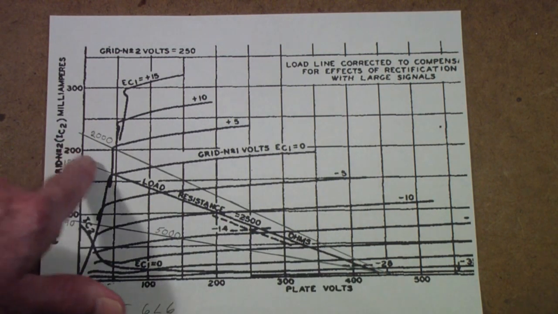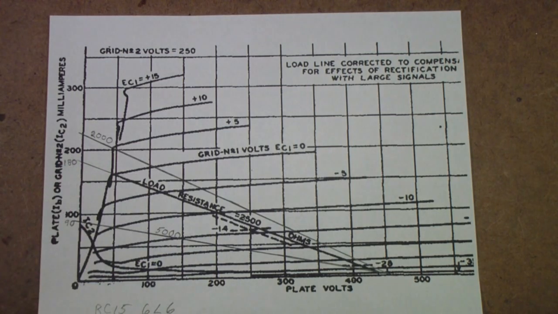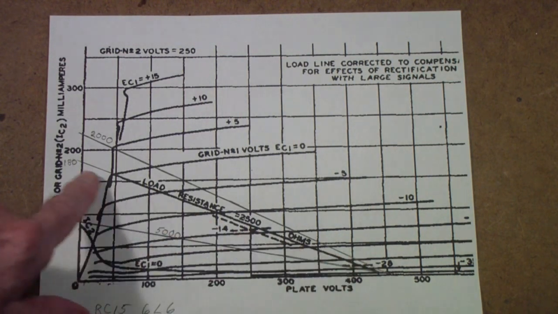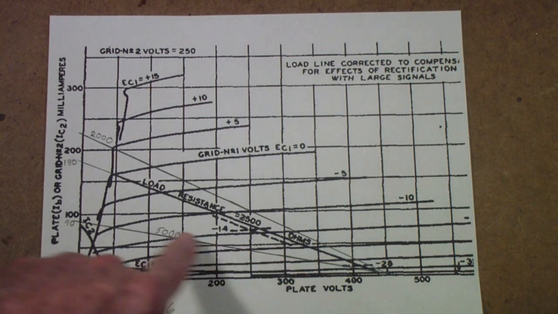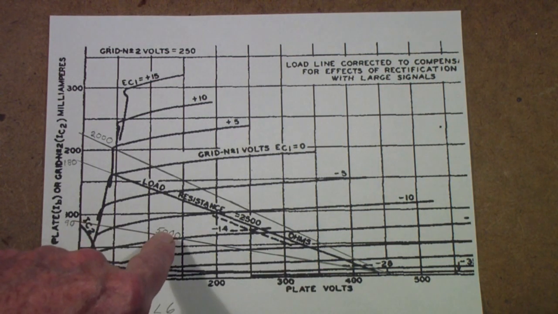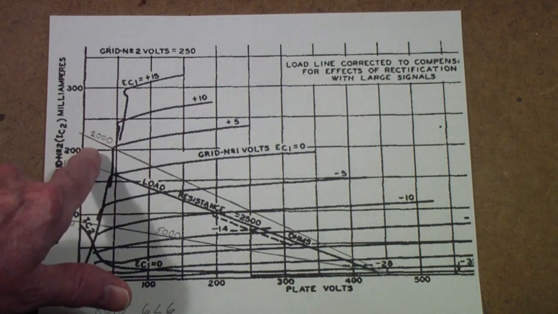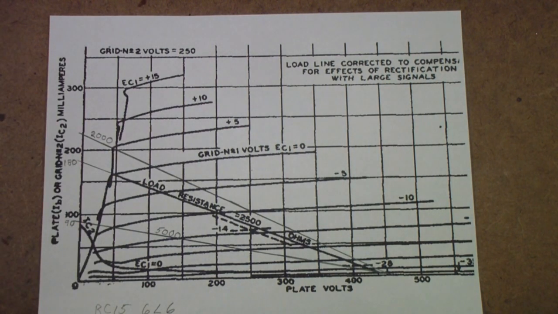So you draw a load resistance line like this, and if the world were perfect, you could determine from that load line how this 6L6 would perform. Unfortunately, it's not quite so simple. I've drawn a few other load lines, for example, 5,000 ohms and 2,000 ohms. Now, why do I do that?